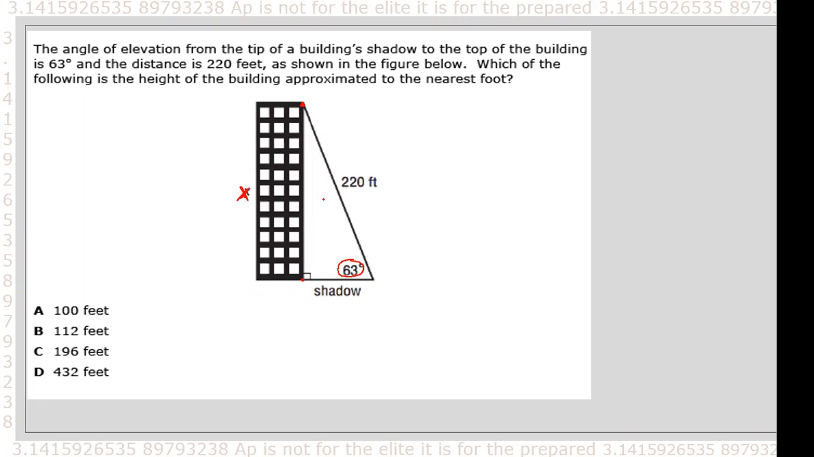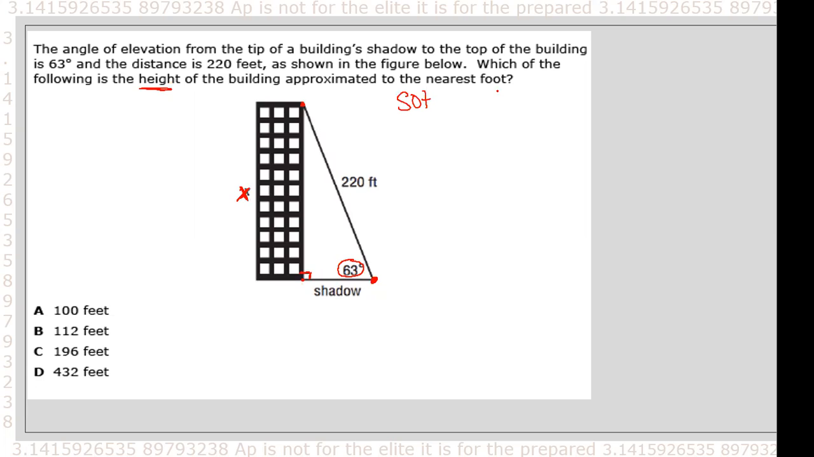We know that from this point right here all the way to this tip it's 220 feet. So the question is, what is the height of this building? Whenever you see something like this, and we're going to assume this building is done correctly, so this right here is a right angle with the ground. Now, if we know our right triangle trig, this should be hinting that we should be using one of the trig functions: sine, cosine, or tangent.